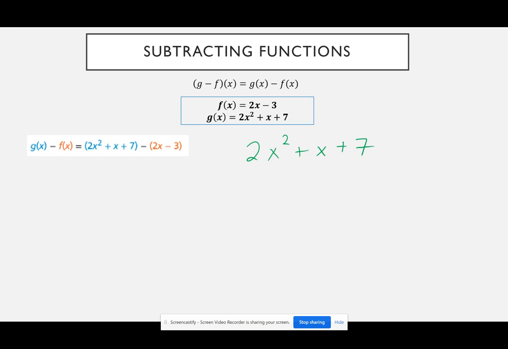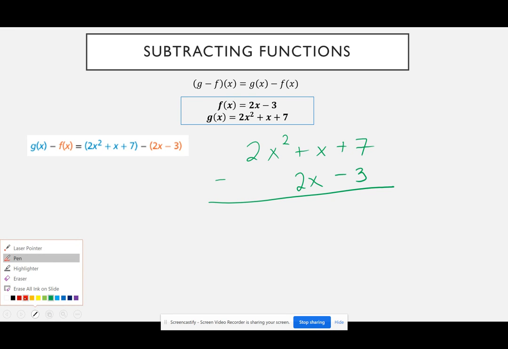Again, my g of x comes first, and then I'm taking away my f of x, which is 2x minus 3. Now, if you remember in class, we talked about changing the signs. We change the signs so that we are adding instead of subtracting. If I change this into an addition problem, I have to change the signs of everything in the second row. So instead of positive 2x, it becomes negative, and the negative 3 becomes positive. This makes it easier because now I can add. I don't have to worry about subtracting at all.